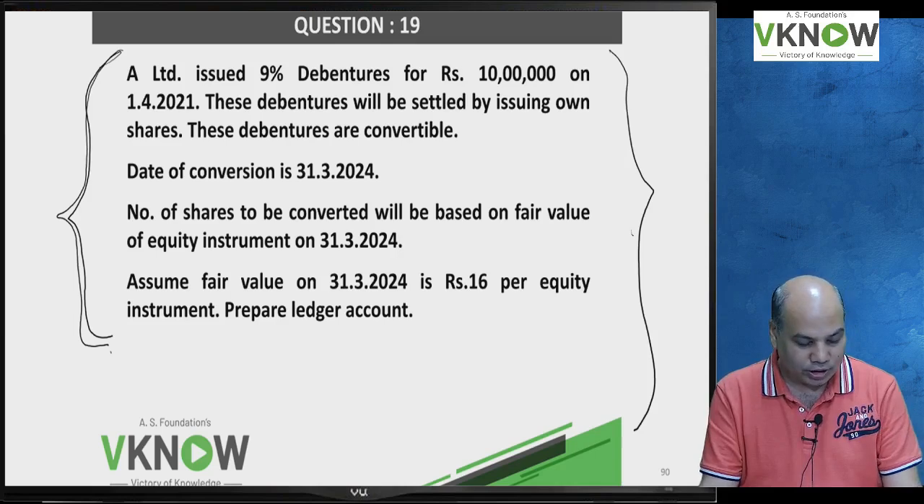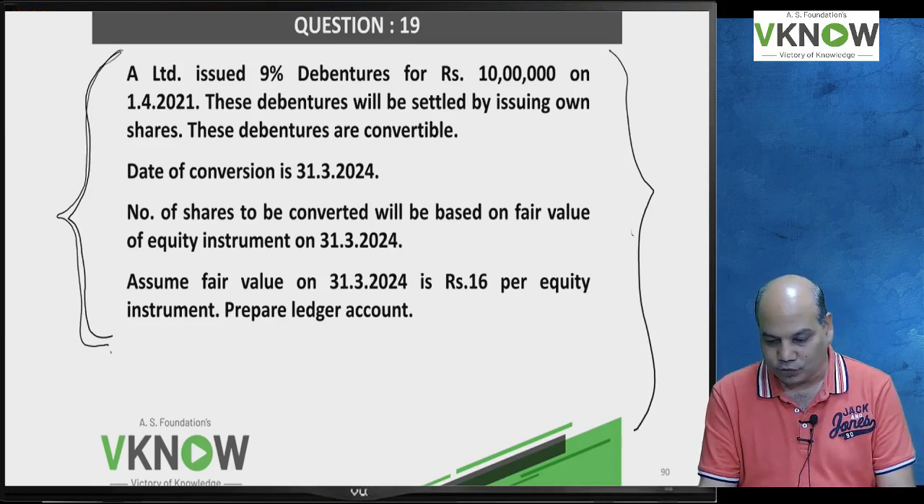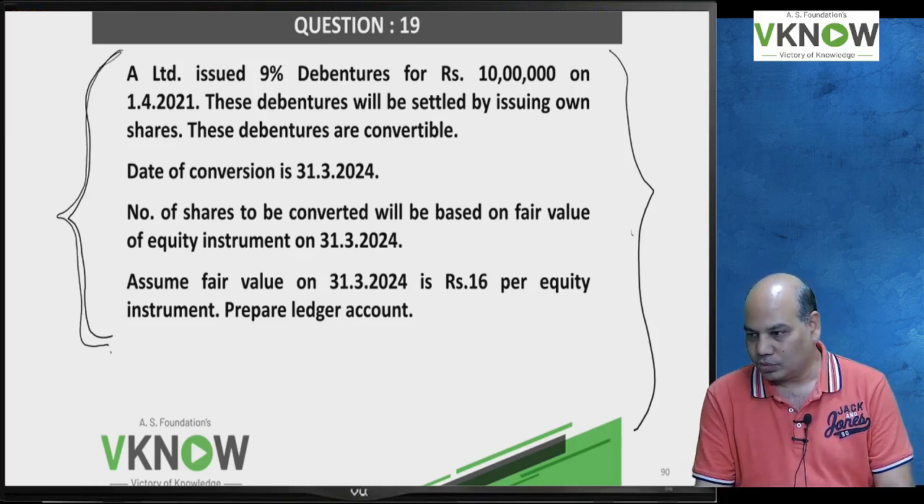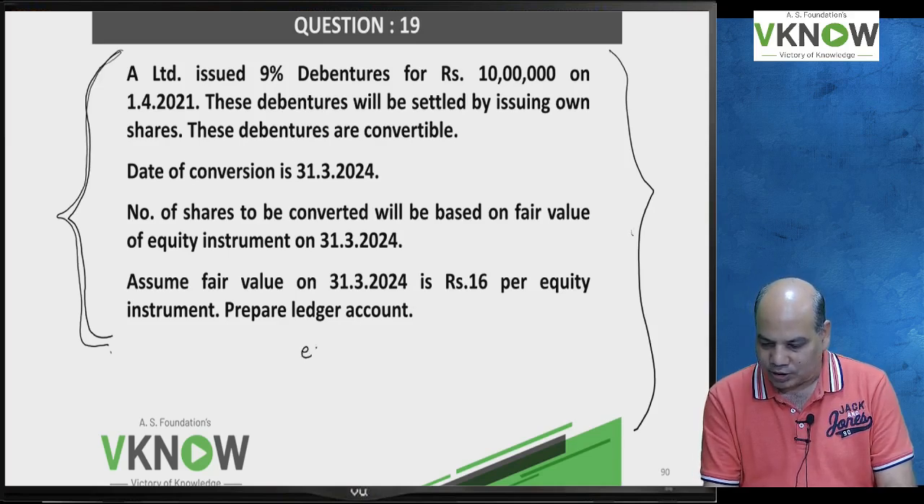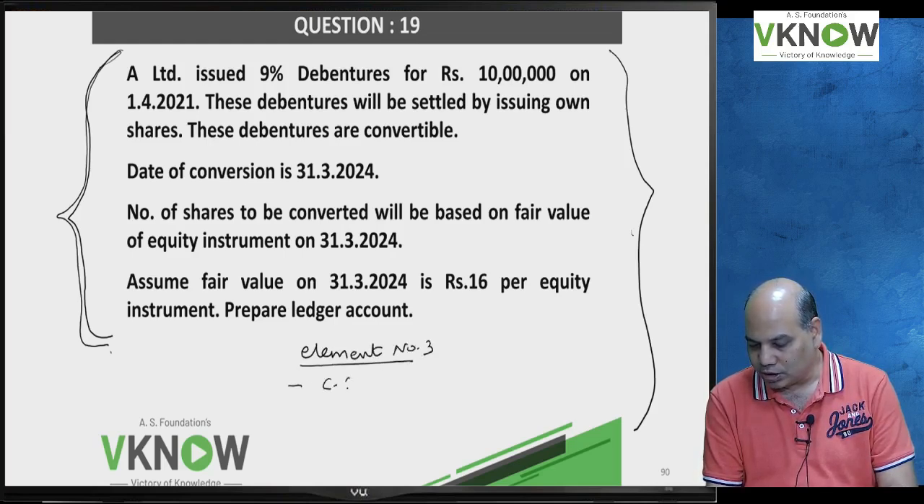A Limited issued 9% debenture of rupees 10 lakh on 1/4/21. The debenture will be settled by issue of own shares. Now, if they are saying the debenture will be settled by issuing own shares, so we are in element number 3. Do you remember? Element number 3 says contractual obligation, non-derivative, settled in own equity.